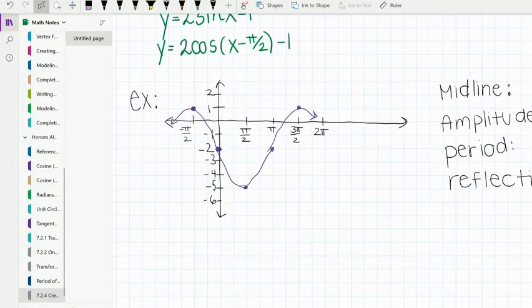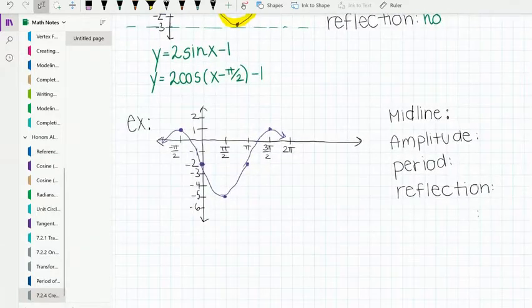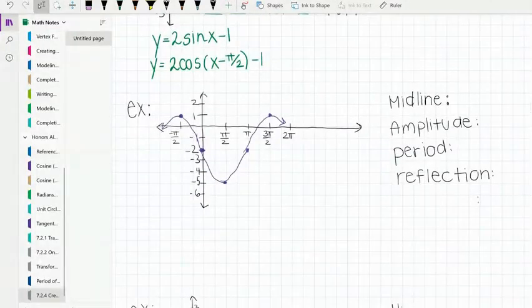So you want to first pick what's the most obvious. To me, this looks more like a cosine equation, but we'll end up writing both. But first, let's find the midline. The highest point on the graph is 1, and the lowest point on the graph is -5. So we can add those together. -5 plus 1 is -4. Divided by 2 is -2.